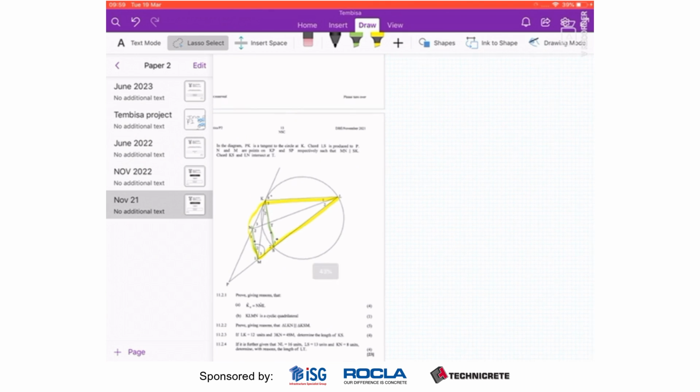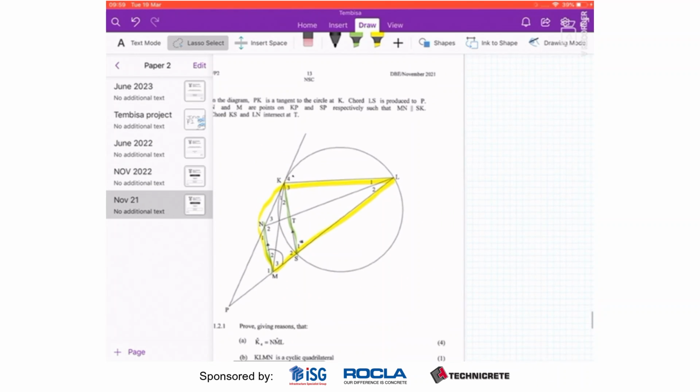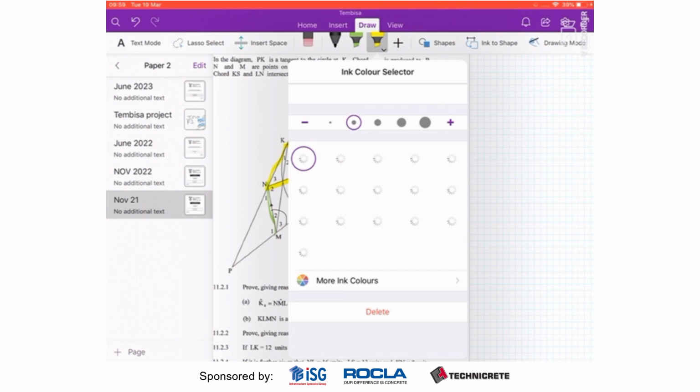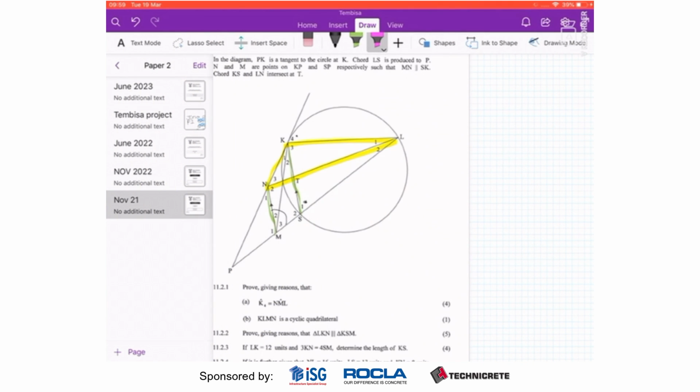Okay, it says prove, giving reasons, that triangle LKN is similar to triangle KSM. Let's use a different color. Okay, very small triangles, so let's take a look deeper.